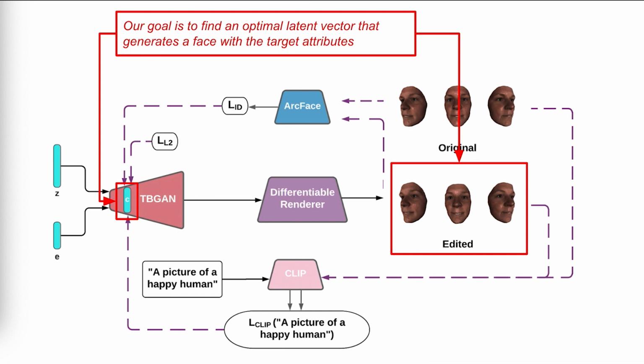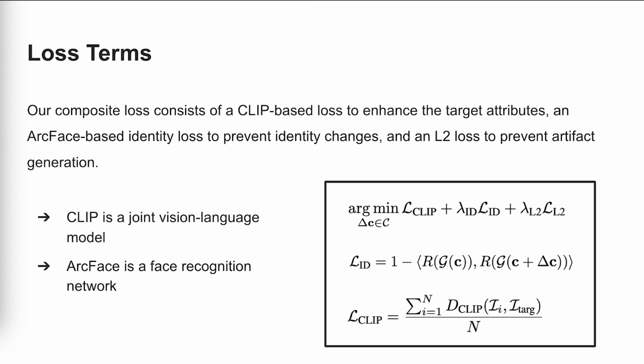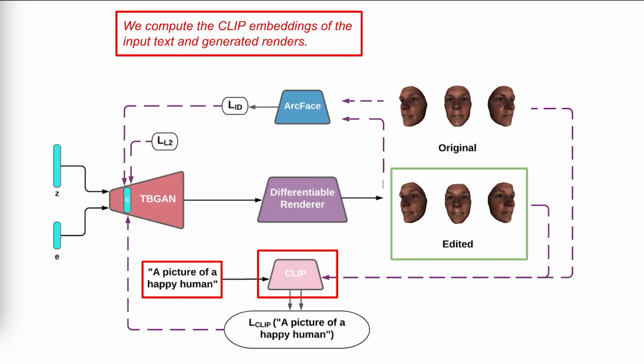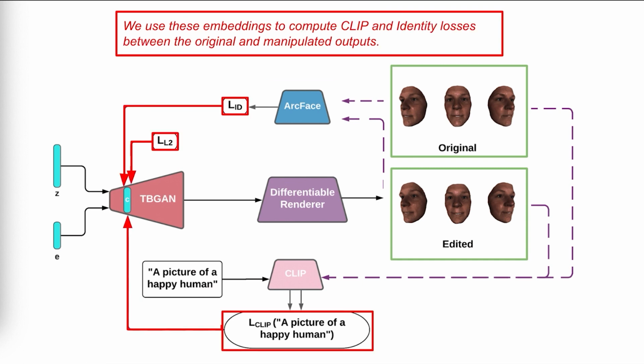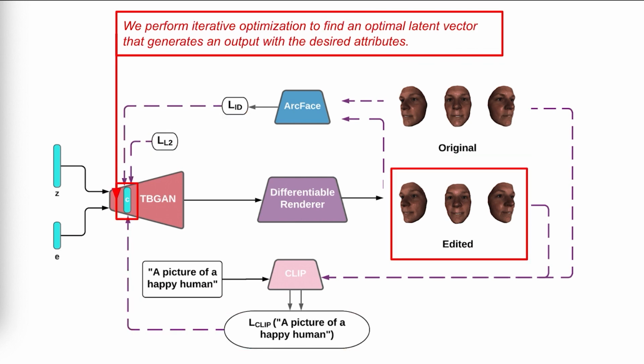Once again, our goal is to find an optimized latent vector that generates a face mesh with the desired attributes. For iterative optimization, we use a composite loss that consists of a CLIP-based loss to enhance the target attributes, an ArcFace-based identity loss, and an L2 loss to prevent artifact generation. At each iteration, we use CLIP and ArcFace to compute our CLIP and identity loss terms along with the L2 loss, and backpropagate this composite loss through TBGAN.